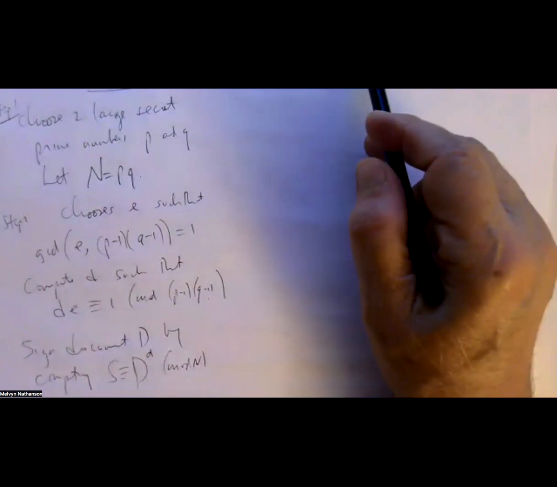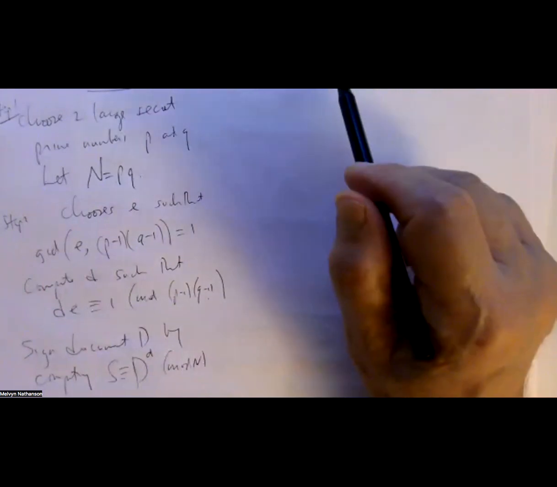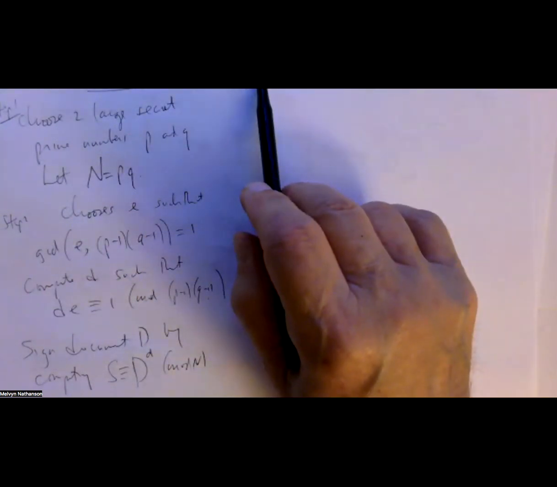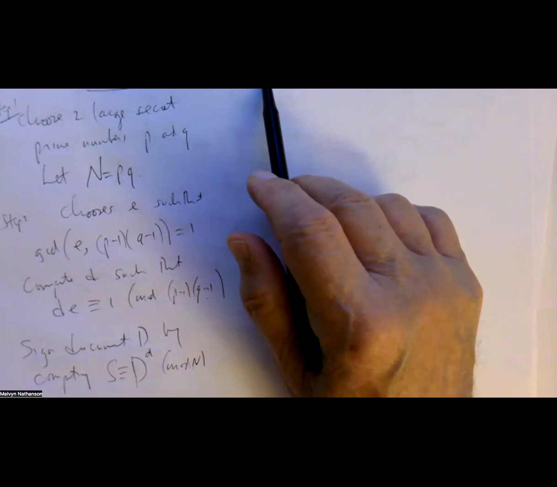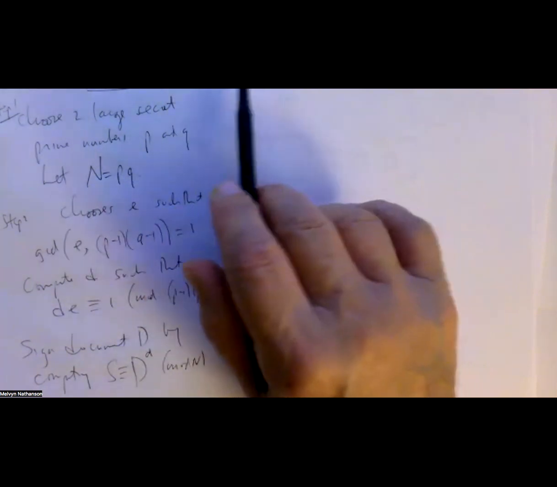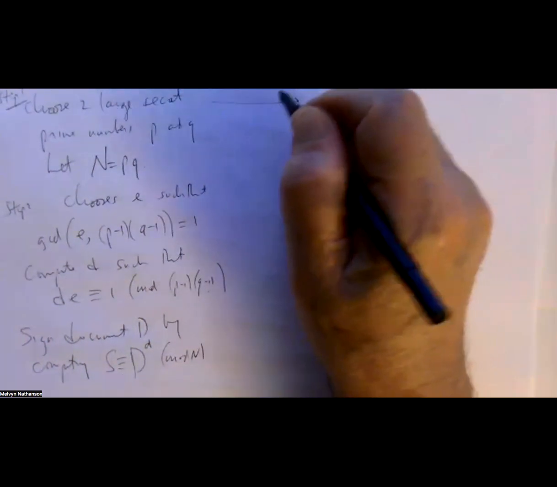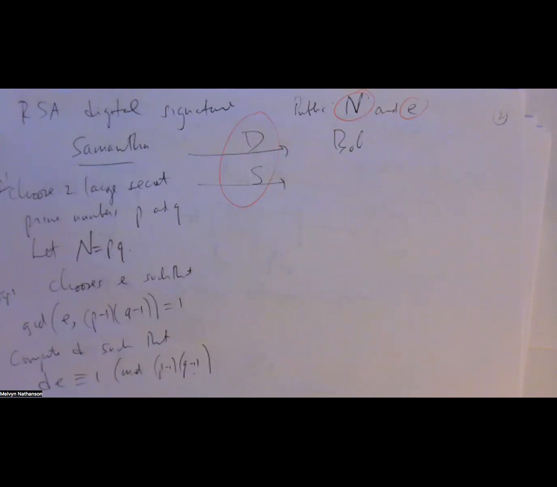So everyone in the world knows capital N and capital E. And Samantha is going to send Bob a message, D. Anyone can know D. There's nothing secret about D. The important thing is to know for sure that it really is Samantha who is sending this message, D. So she signs it, and her signature is S. Samantha, along with the document, sends S. So there are two items being sent to Bob, a document D and a signature S.